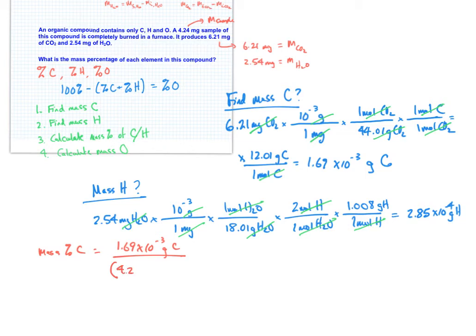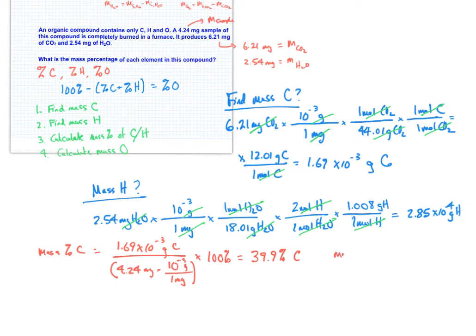4.24 milligrams times 10 to the minus 3 grams for every 1 milligram. And this whole thing we need to multiply by 100% in order to give me percents. And this comes out to be 39.9% is carbon.